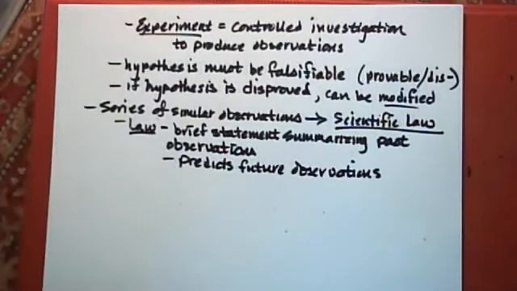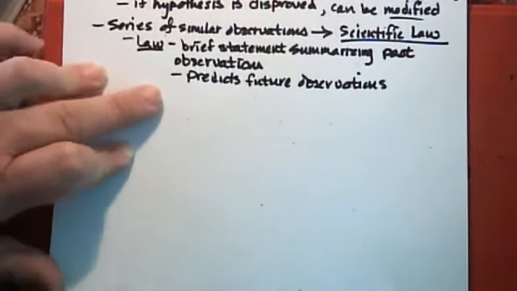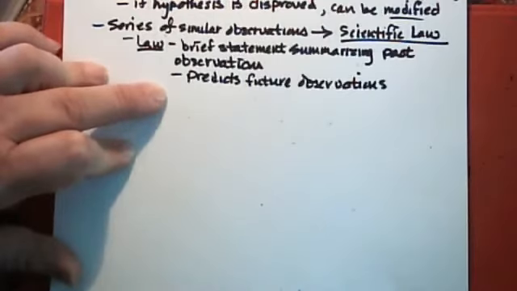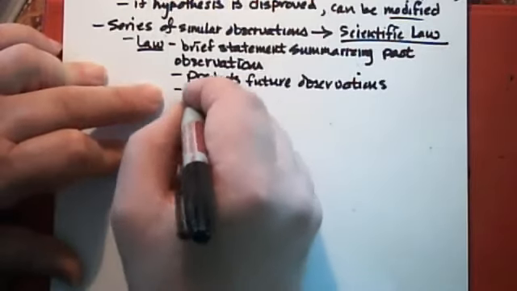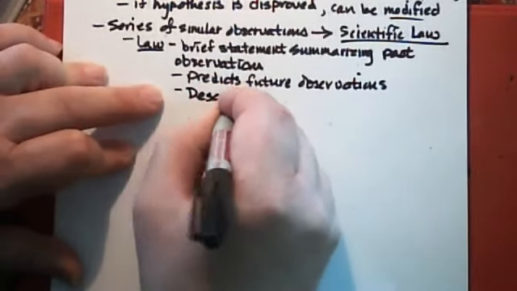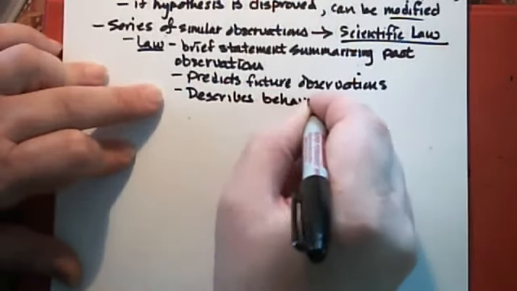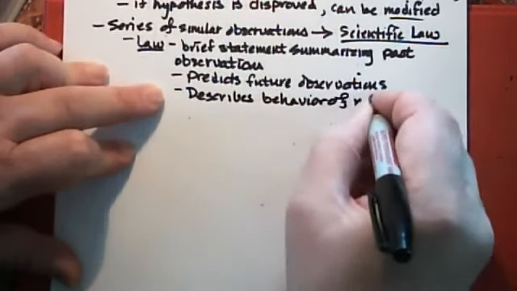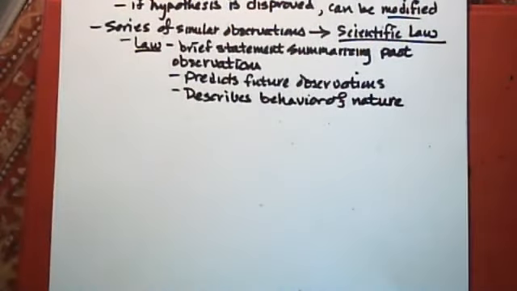And a good law will also predict future observations. Okay. And basically a law just describes how nature behaves. And keep in mind that chemicals are part of nature. So when I say how nature behaves, you might be thinking, oh, that sounds more like biology. But actually, all of this is part of nature.